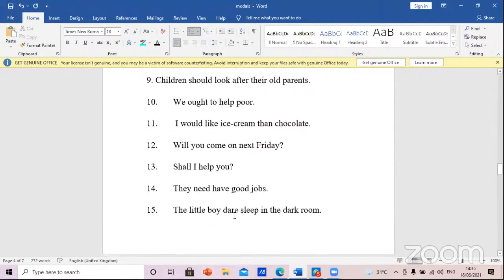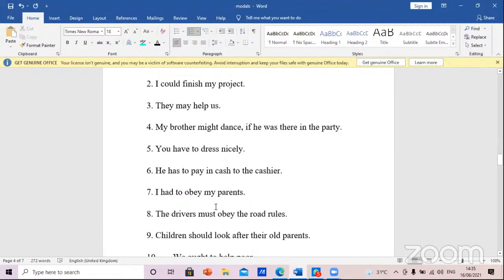The little brother dare sleep in the dark room. He is not afraid. He is okay in the darkness, right? These are the meanings of these modals.